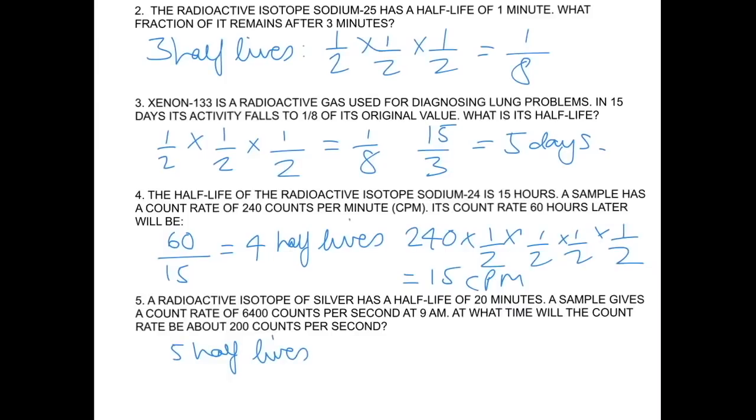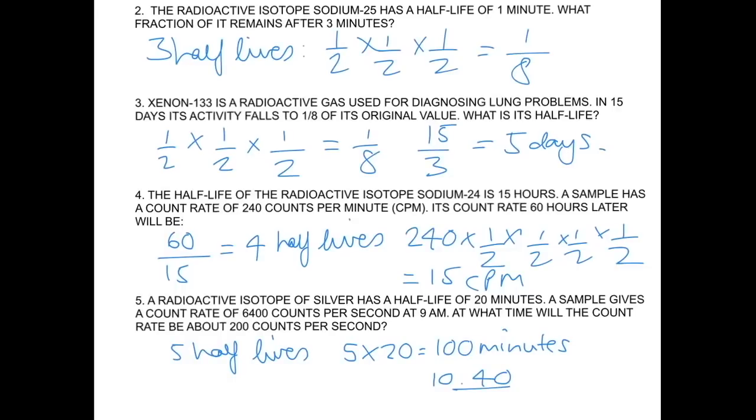So like I said, that means 5 half-lives have occurred, and each half-life took 20 minutes, so therefore 5 half-lives takes 100 minutes. So all you need to do now is work out what 100 minutes past 9 o'clock is, and remember there's 60 minutes an hour, so that brings us up to 10:40. That one was quite hard, but you can work it out. Like I said, just use trial and error to work out how many half-lives have occurred.